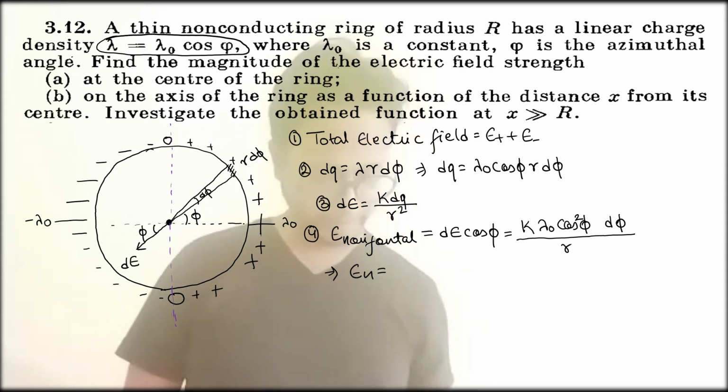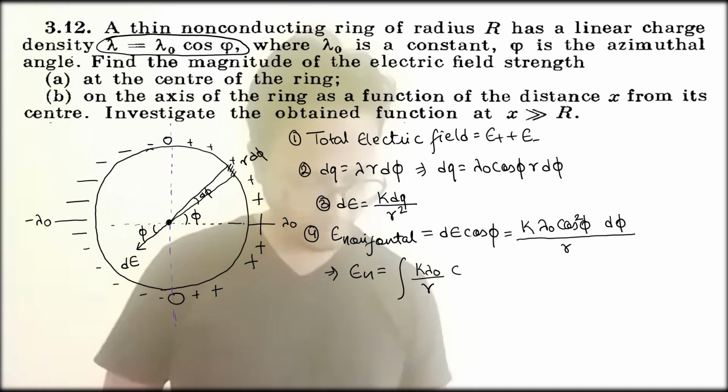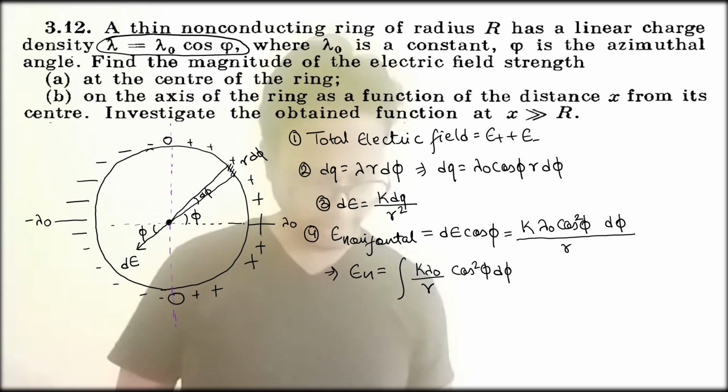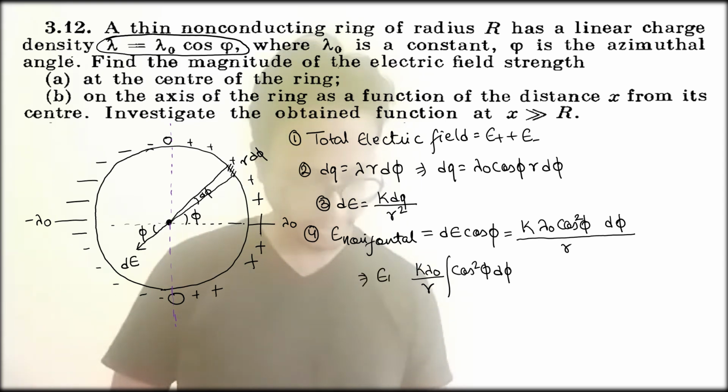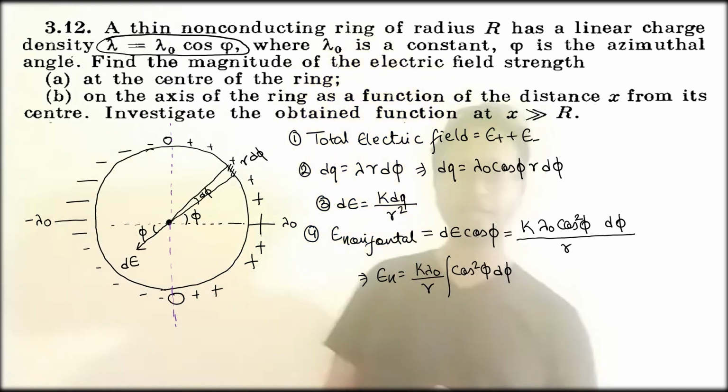Okay, so our integration becomes k lambda naught by r into cos square phi d phi. Out here, let's take k lambda naught by r outside the integral. Understood? So E horizontal, or the horizontal component of electric field, is equal to k lambda naught by r times the integration of cos square phi d phi.